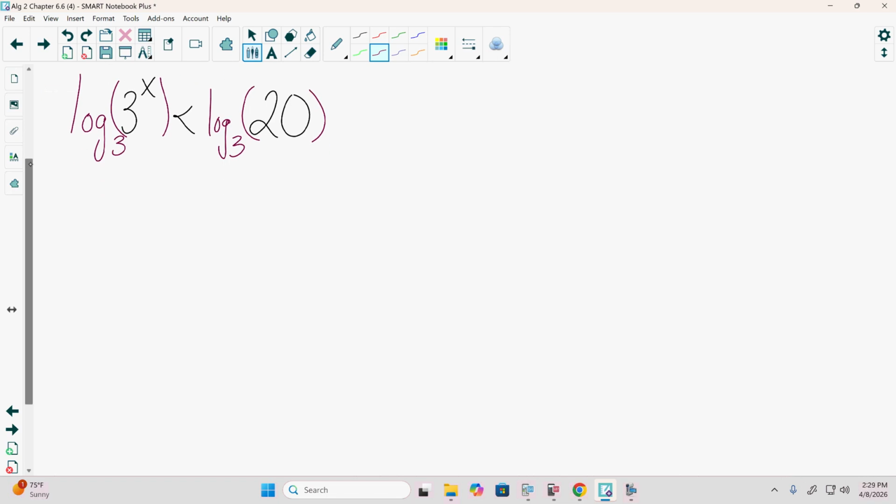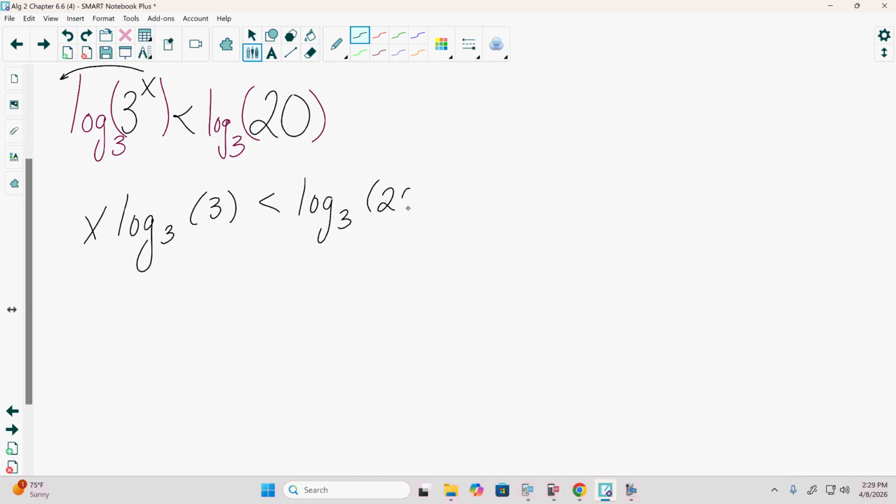Questions on this here before we continue? Now the reason we applied a log is because our power property says we can move that exponent to the front. So we move x to the front, telling us that we have x times log base 3 of 3 is less than log base 3 of 20.